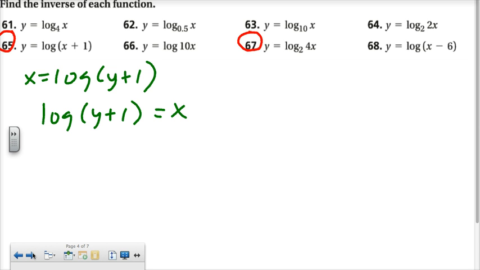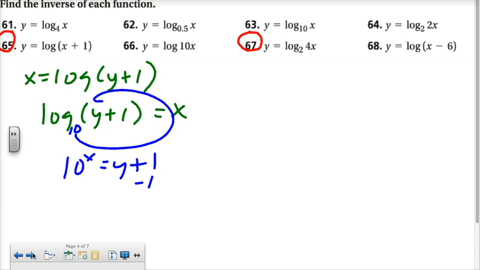There's no base here. Remember we talked yesterday about how if there's no base, this is called the common logarithm, and the base is really 10 because our number system is a base 10 system. So 10 to the x equals y plus 1, and then we would subtract 1 from both sides. So 10 to the x minus 1 equals y is the inverse of that function in number 65.